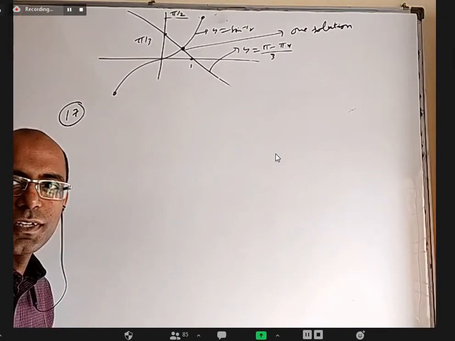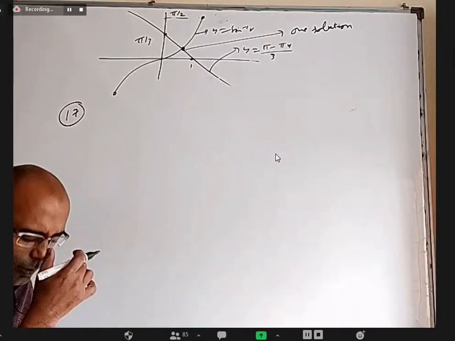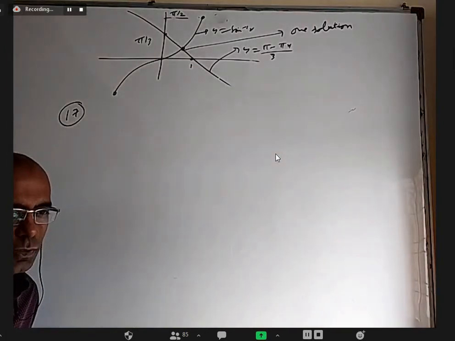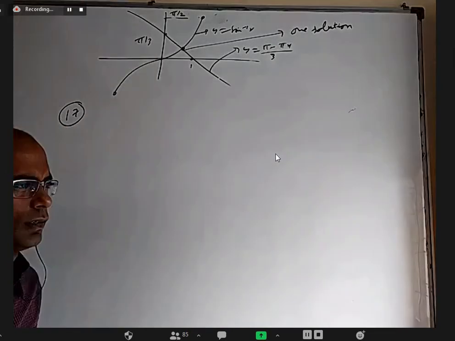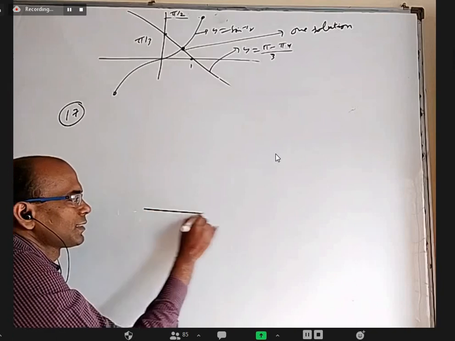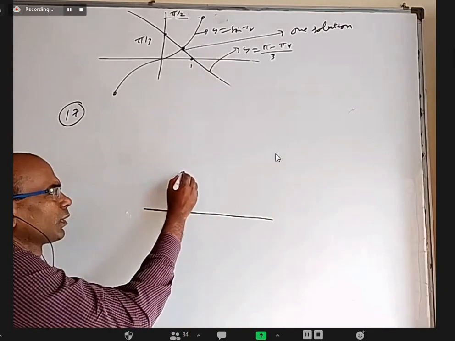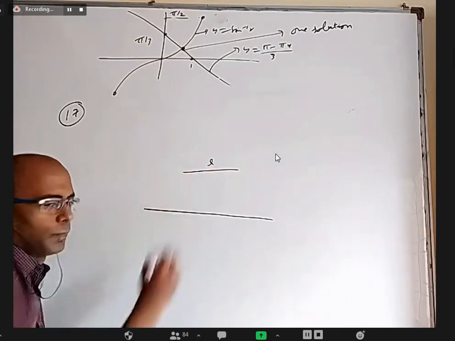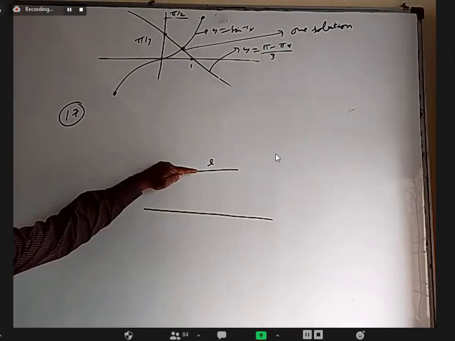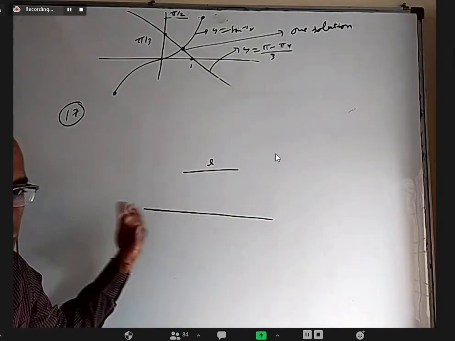Anyway, I'll tell you a question, and the discussion I can do later. One time in KVPY, a long time back, something like 2008, they gave this question. This is a line of length L. If you revolve it with respect to this axis, what figure will you get?